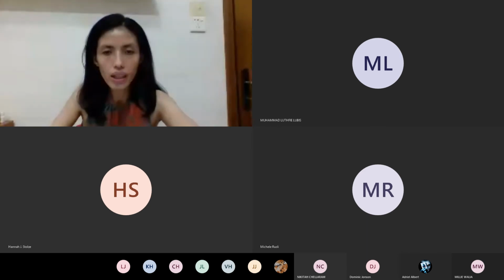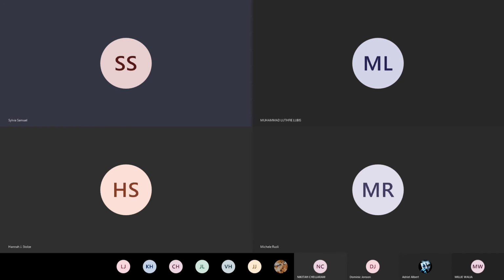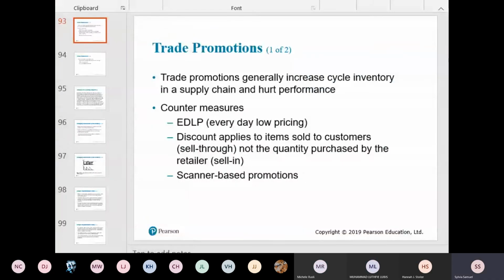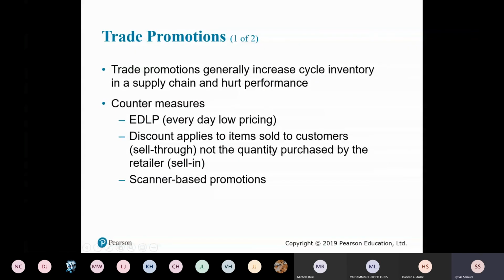I think this one is important. Okay, this one: trade promotions. Can you see the slide? Normally, when we have a promotion, it automatically increases the cycle inventory in a supply chain. If we set an everyday low price in the supermarket, like Hypermart's everyday low price, what is their formula? Again, back to economic order quantity, the lot size ordering quantity, about ordering less than 5,000 or more than 5,000 or more than 10,000 pairs of shoes. And then they can apply the discount.